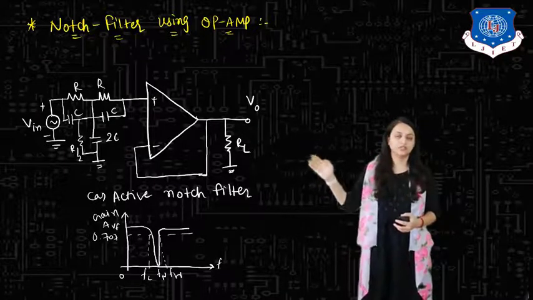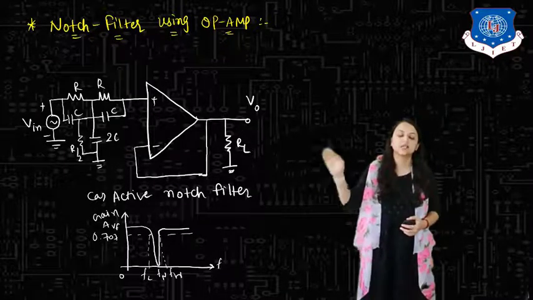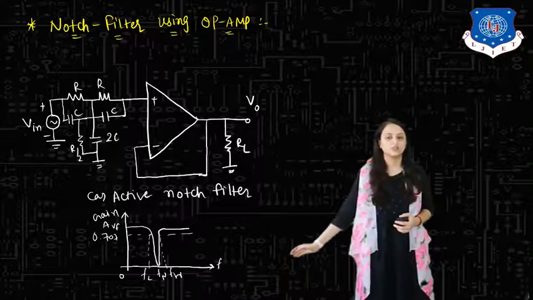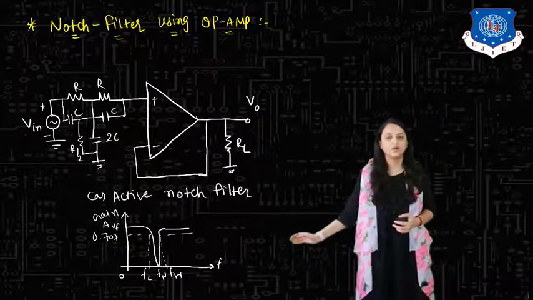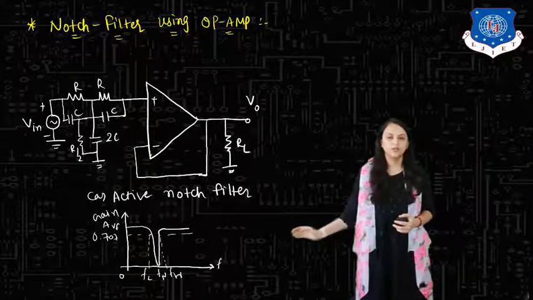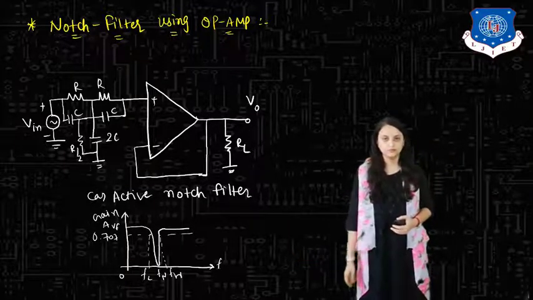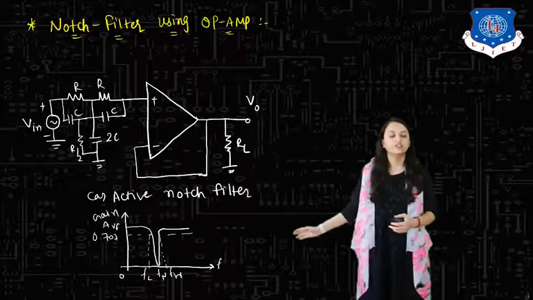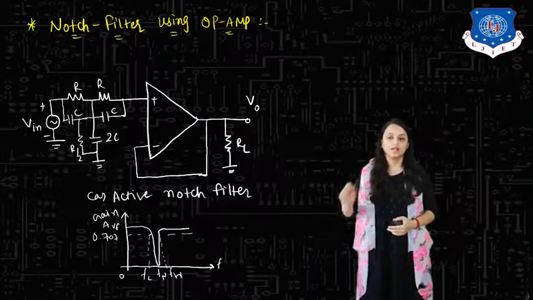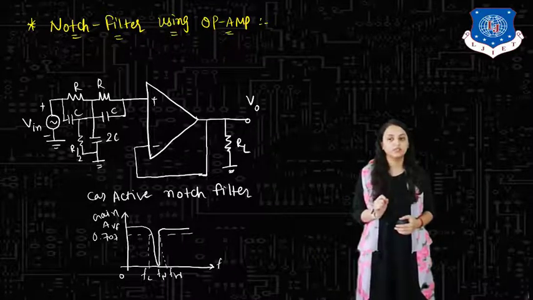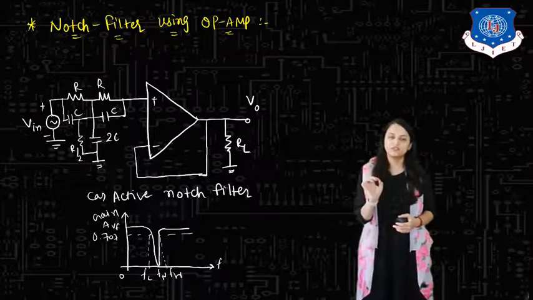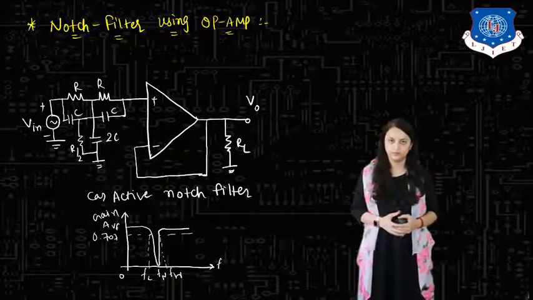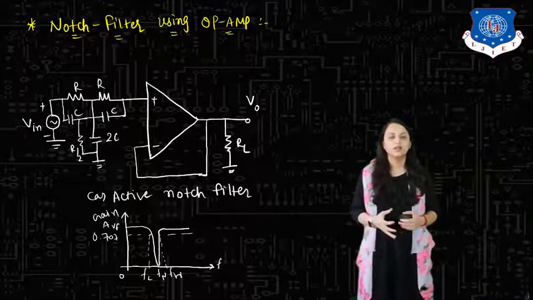This circuit diagram is called an active notch filter, and here the frequency response is shown, indicating the notch frequency, low frequency and high frequency. Okay. Here in every frequency response, if you have observed, AVF and 0.707 AVF are indicated. 0.707 AVF, that is AVF by root 2, and AVF is the voltage gain with feedback. Okay. I hope that you all are aware of that.